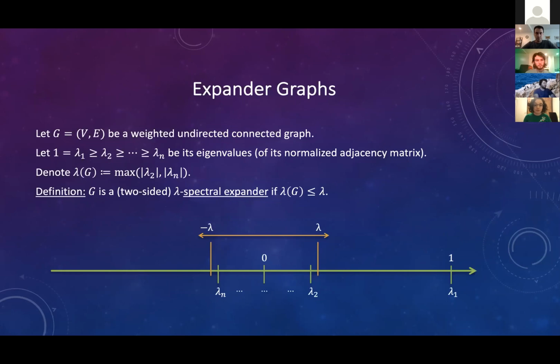Given a graph G that is weighted, undirected, and connected, we can have a walk on this graph, and this walk has real eigenvalues, and the largest eigenvalue, lambda1, is always 1. We denote lambda G to be the largest eigenvalue in absolute value, except for lambda1. And we say that G is a two-sided lambda spectral expander if lambda G is smaller or equal to lambda.